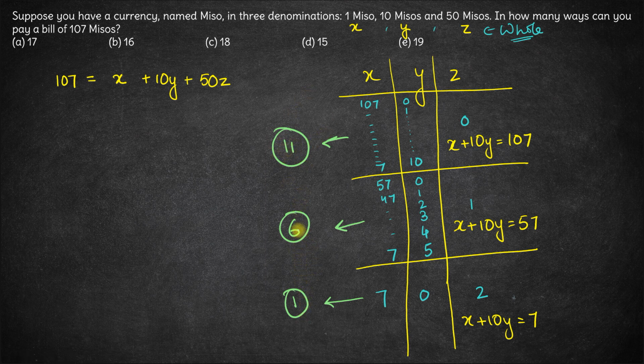11 plus 6 is 17, 17 plus 1 is 18. So there are 18 possible combinations of 1 Miso, 10 Miso and 50 Miso coins or denominations to pay 107 Misos.